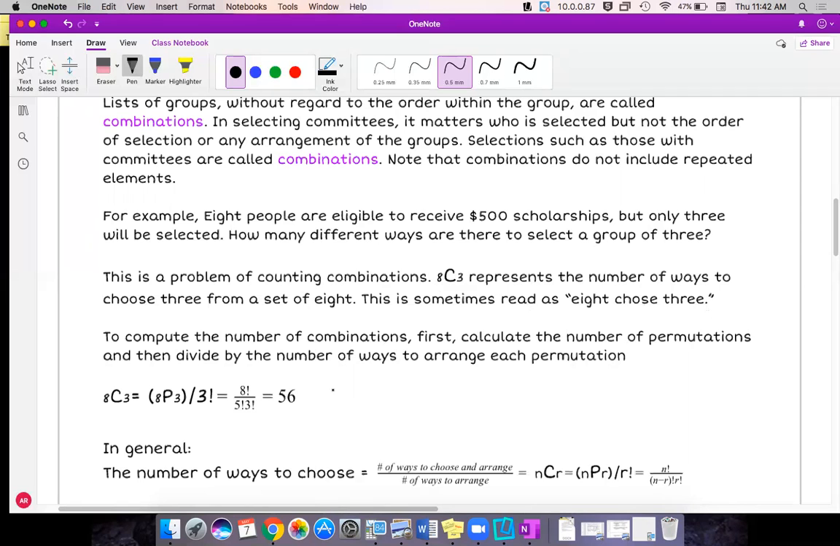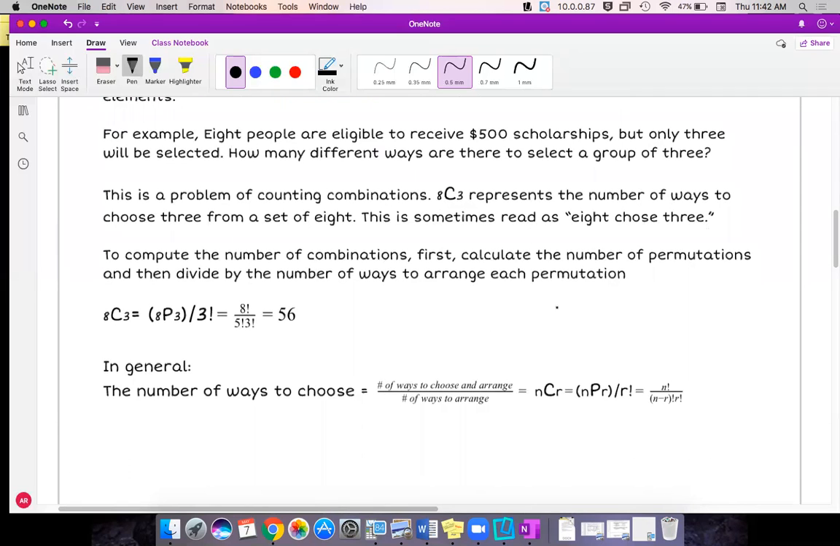To compute the number of combinations, first calculate the number of permutations and then divide by the number of ways to arrange each permutation. So 8 choose 3 is going to be 8 permute 3, what we did above, divided by 3 factorial, which really ends up becoming 8 factorial over 5 factorial times 3 factorial. And then this becomes 56. If we do this in our calculator, oh, and I totally messed this up. This formula right here, so ignore that. This should also be 8 minus 3 factorial.